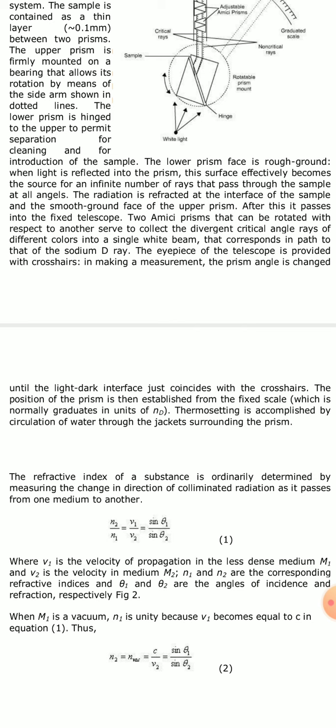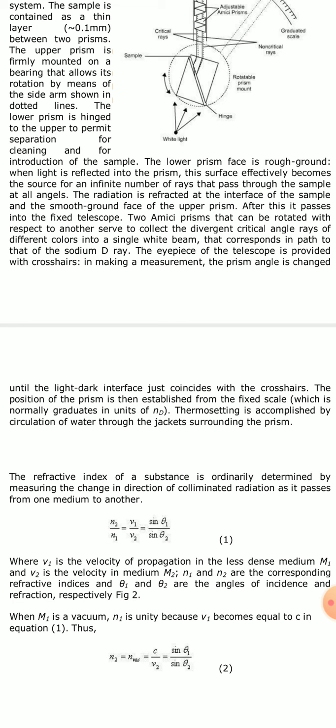The formula is n2 upon n1 equals v1 upon v2 equals sin theta 1 upon sin theta 2, which is Snell's law, where v1 is the velocity of propagation in the less dense medium M1 and v2 is the velocity in medium M2. n1 and n2 are the corresponding refractive indices, and theta 1 and theta 2 are the angles of incidence and refraction respectively. When M1 is the vacuum, n1 is unity because v1 becomes equal to c.